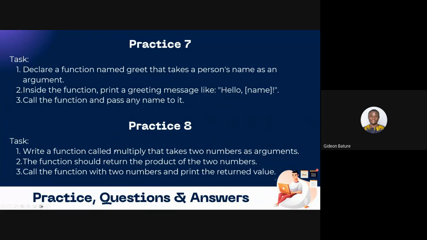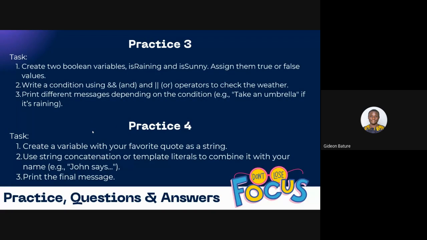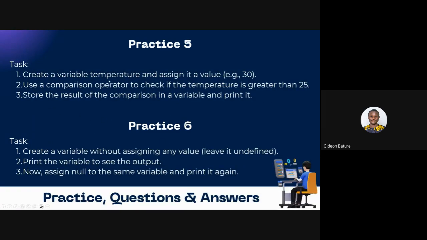So okay, let's look at this practice. Have we done 6? No, we have not. We just finished 4. So 5 says create a variable temperature and assign it a value. Use a comparison operator to check if the temperature is greater than 25. Store the result of the comparison in a variable and print it. So number 1, we'll create a temperature variable. Number 2, we'll give it a value. Number 3, we'll compare whether it's greater than 25. Then the last part, we are going to store it somewhere and print it.